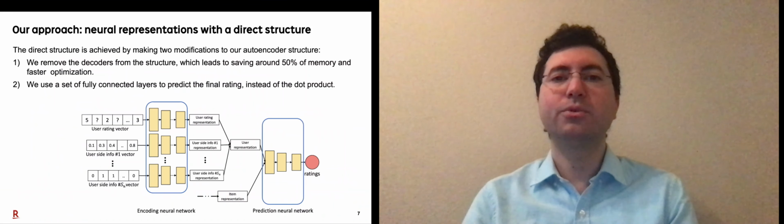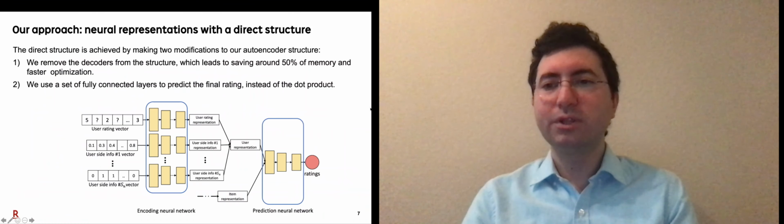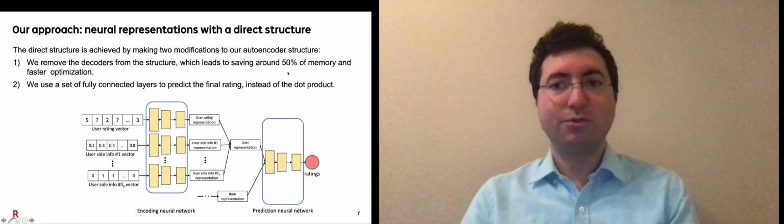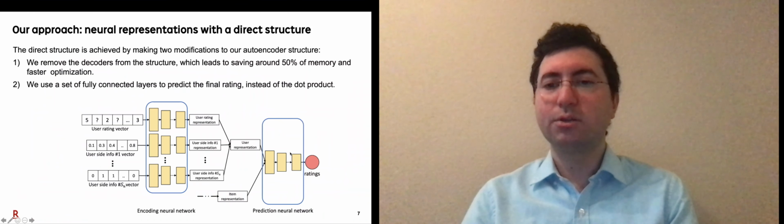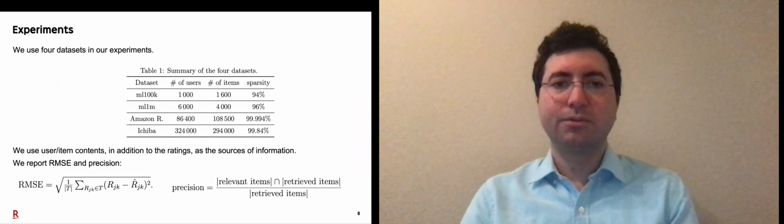We also propose a direct structure, neural representation with a direct structure, where we remove the decoders, which saves 50% of memory and leads to faster optimization. We also replace dot product with multilayer perceptron, which improves the power of our approach.